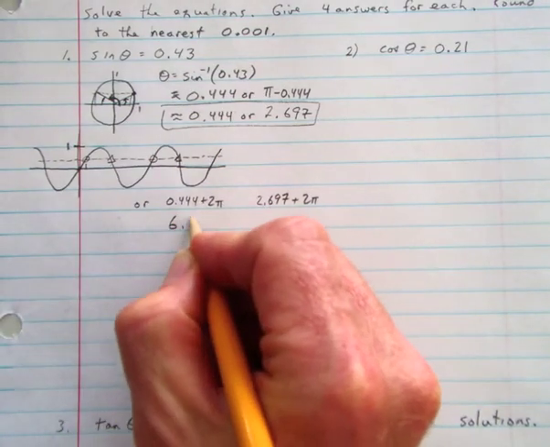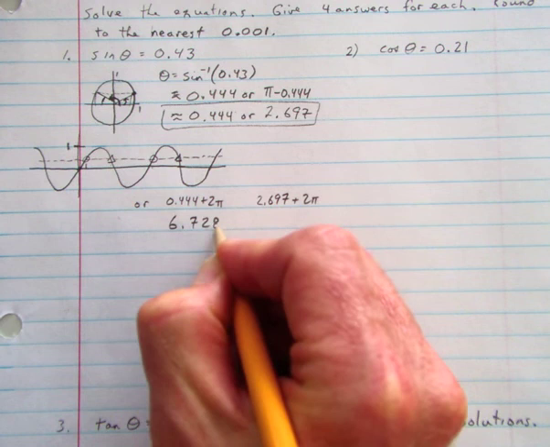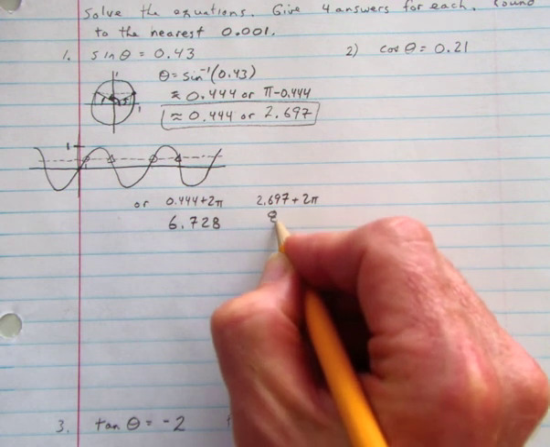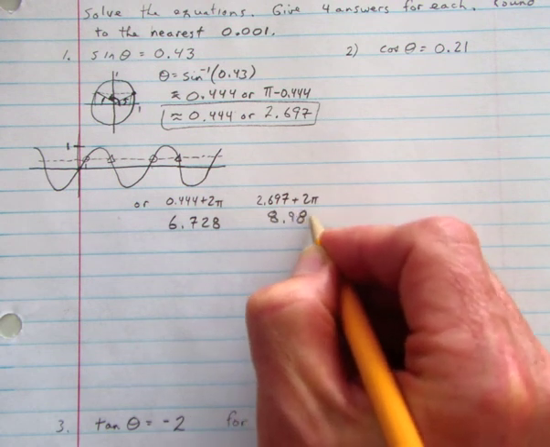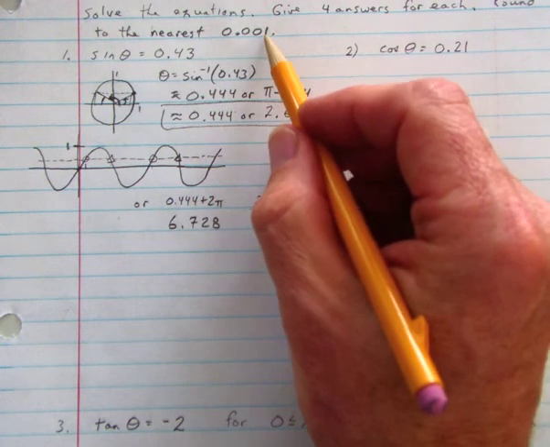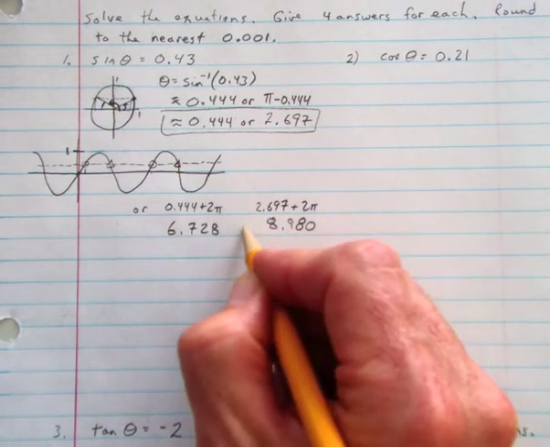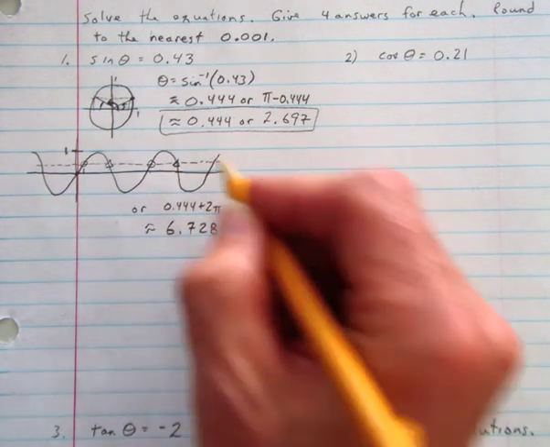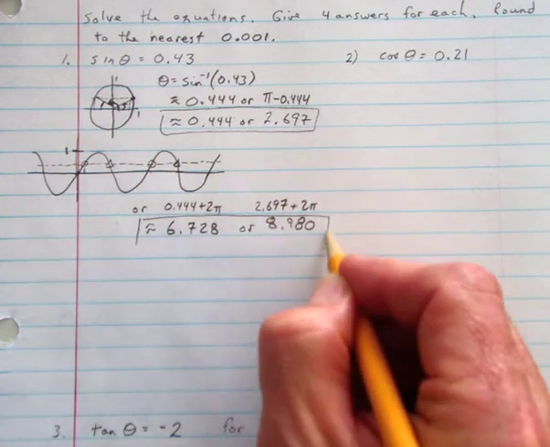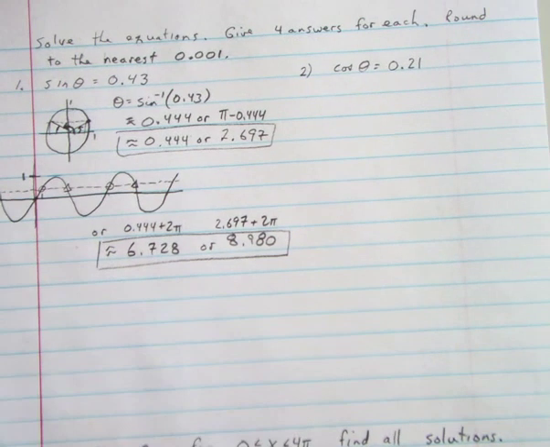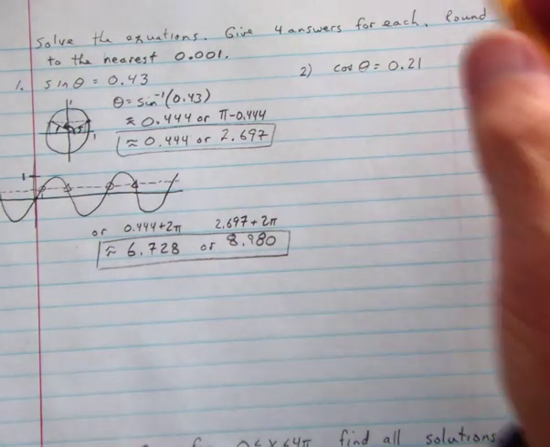I have 6.728 and 8.980. Now, if I'm giving it to the nearest thousandths, that's what this says, I need to make sure I write all 3 places. So there are 4 answers here that I've written, and we're going to write all 4 of them.